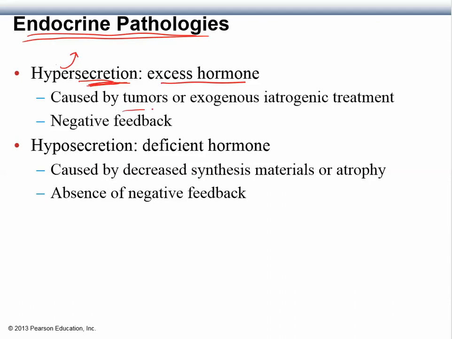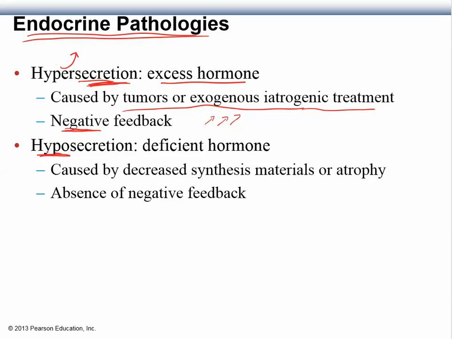This can be caused by tumors, exogenous iatrogenic treatment. Now, if you don't know what that means, it means you're being treated to death. A lot of times you can get treatments, and the treatments will actually have an effect on hormone releases, and it can cause an increase in the release of some hormone, or it can cause an alteration in hormone levels. And there's an interference with the negative feedback mechanism, kind of like we saw with the goiter, except in the case of goiter, it wasn't producing the active hormone. But if you interfere with this negative feedback, you just keep making more and more of the active hormone. So we call that hypersecretion.